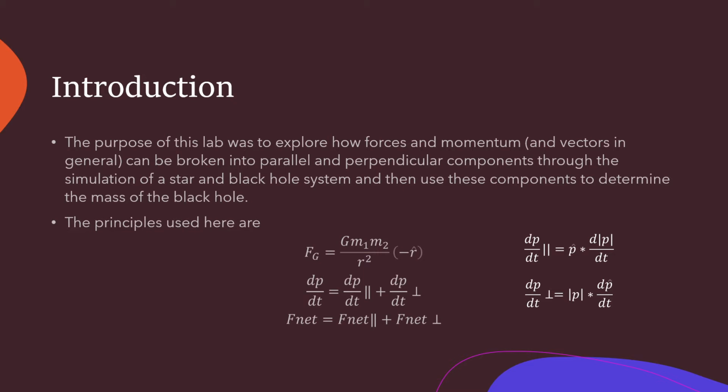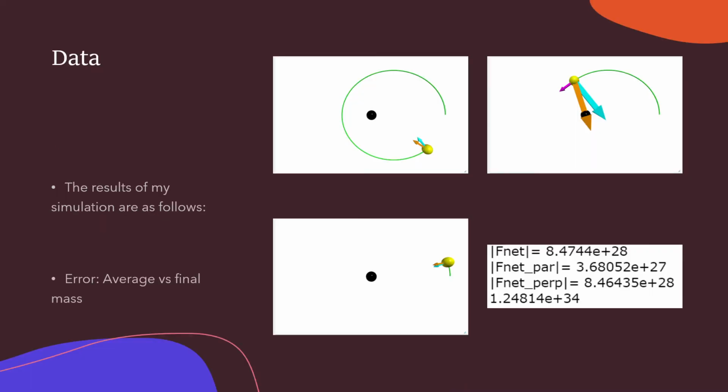So the principles I use here are Newton's universal law of gravitation, and then as you can see, I broke up the rate of change of momentum and the net force into their parallel and perpendicular components, which are defined over to the right. Here's my data.